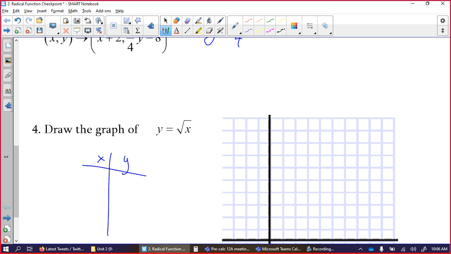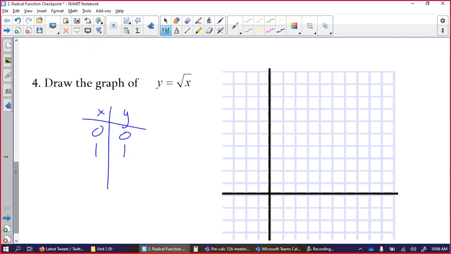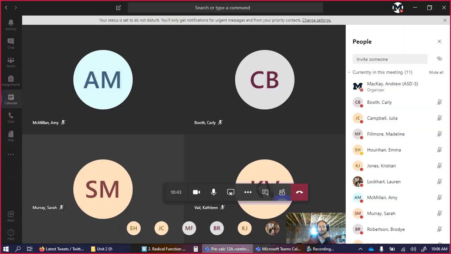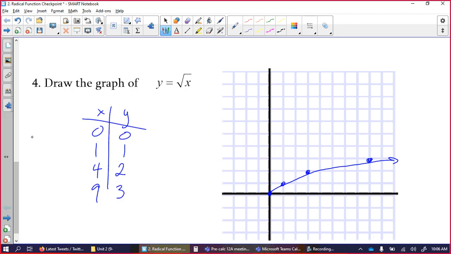X, y, 0, 0, because that's simple. 1, 1. Well, because we're taking the square root of x, I'm going to go to the next perfect square. 4 and 2, 9 and 3, 0, 1, 4, 5, 6, 7, 8, 9. Not 9 and 2, but 9 and 3. Something along those lines. We're up to 10. So far, so good. I hope.